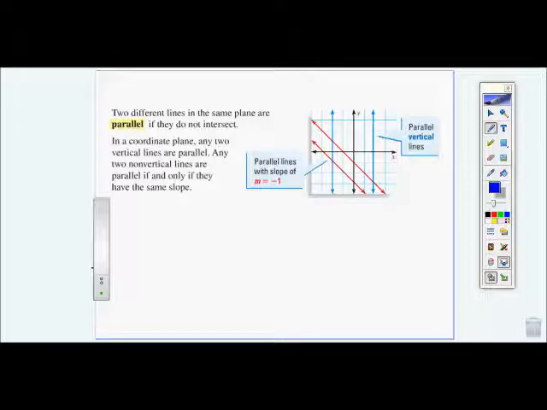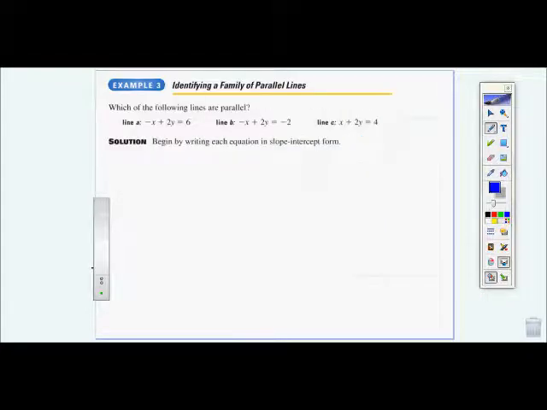So, two different lines in the same plane are parallel if they don't intersect. Parallel lines stay the same distance apart at all points. So in a coordinate plane, any two vertical lines are parallel. Any two non-vertical lines are parallel if and only if they have the same slope. So using what we know about parallel lines, it says identify a family of parallel lines. Which of the following lines are parallel? To be parallel, they need to have the same slope.